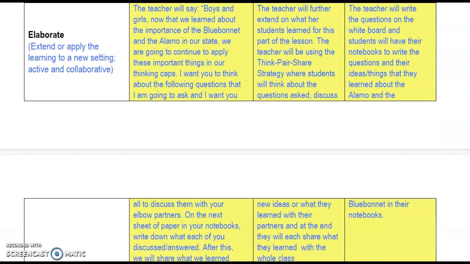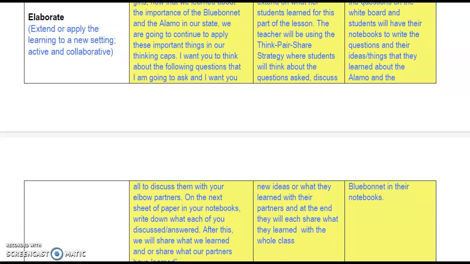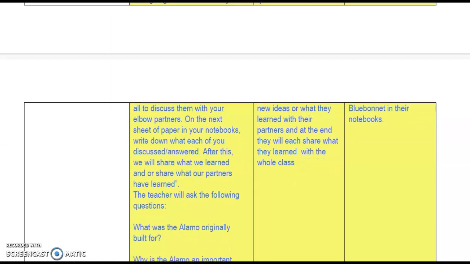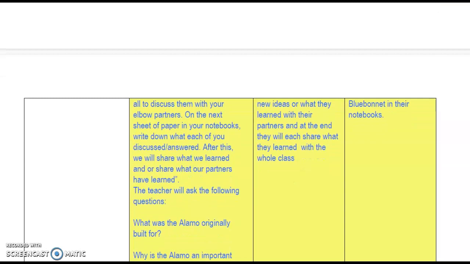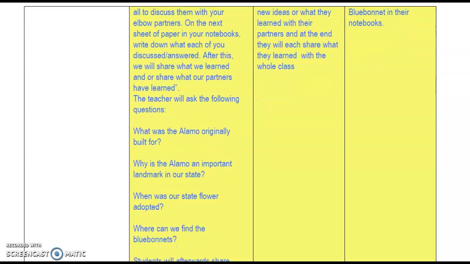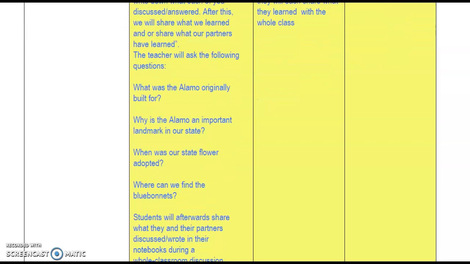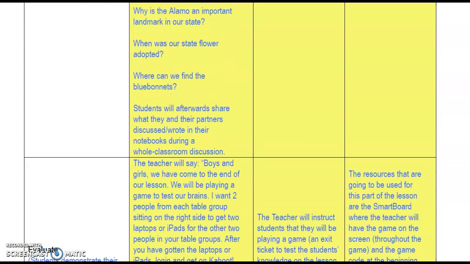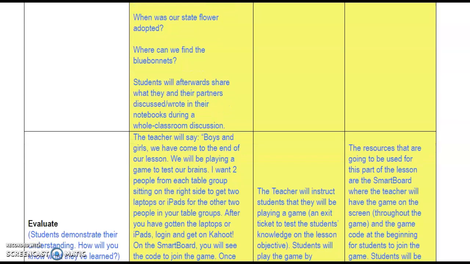And for the elaborate part, I am going to have the students do a think, pair, share, where I'm going to ask the questions. They're going to think about the questions, and here are the questions, and they're going to talk with their elbow partners, and also they are going to write their ideas and thoughts, or their partner's ideas and thoughts, and afterwards will be a whole classroom discussion on either what they said or what their partner said, and anything that they learned so far about the Alamo and the bluebonnet.